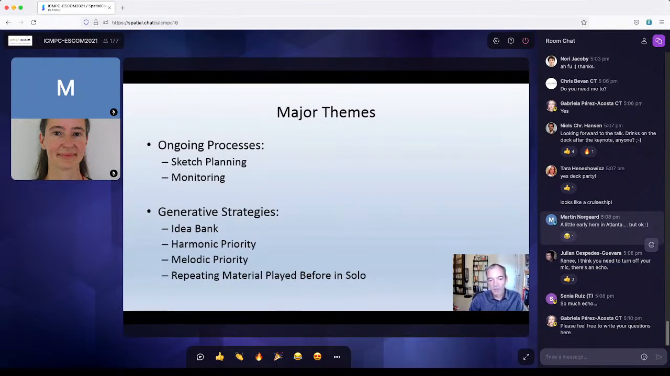As for the generative strategies that they used, a key strategy they identified themselves was using this idea bank, this storehouse of licks, if you will, that they would insert in ongoing improvisation, sometimes note for note, and sometimes just part of a lick. And that is also going to come back, and I will talk more about that. Then there are some other strategies that are more rule-based, the harmonic priority strategy and the melodic priority strategy, and sometimes they described playing material that they had played before.